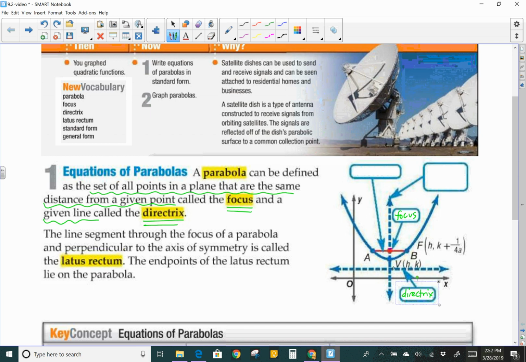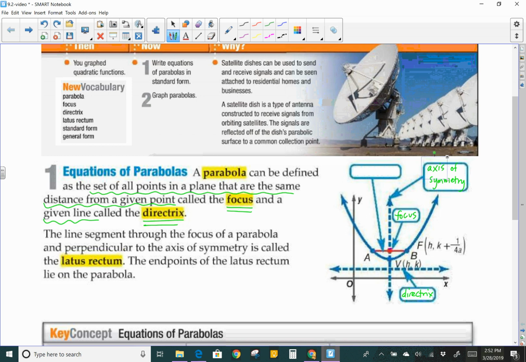Now don't get this confused. The other dotted line you should be familiar with. That is your axis of symmetry. That's the one where if we fold that parabola along this line, then it will match exactly on both sides. It's basically a mirror image.